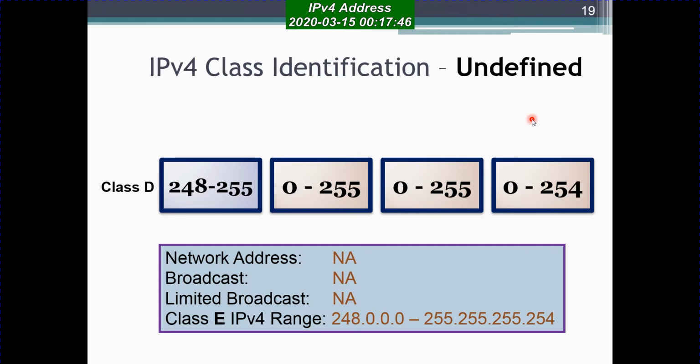And finally, we have the undefined range, the free range, which is from 248 to 255. Again, there is no subnet mask, so there is no such thing as network address and host address.